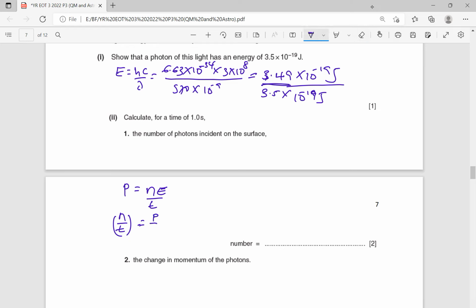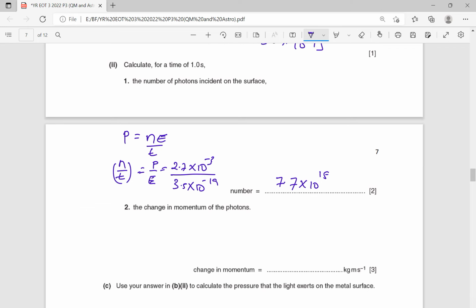This will be the power divided by energy. So we substitute: 2.7 times 10 power negative 3 divided by 3.5 times 10 power negative 19. When you press your calculator, this is 7.7 times 10 power 15. That is the number.